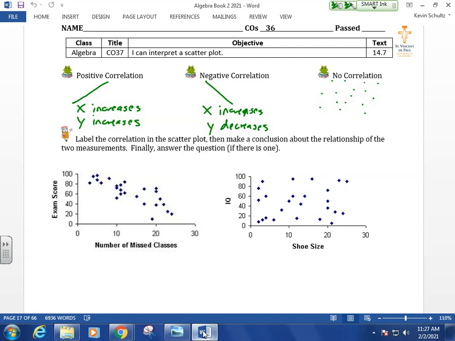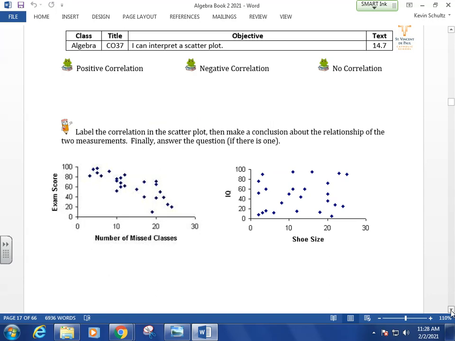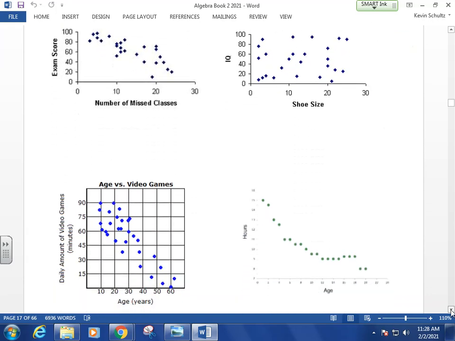Any other negative or no correlation examples that you want to bring up? Okay, so what we're going to be doing today is looking at various scatter plots, deciding what correlation exists, if any, what conclusion can be made, if any, and then answering perhaps a follow-up question. So let's scroll down to our homework part here.